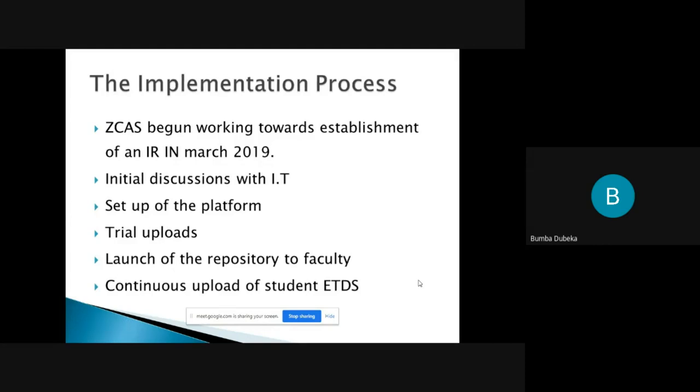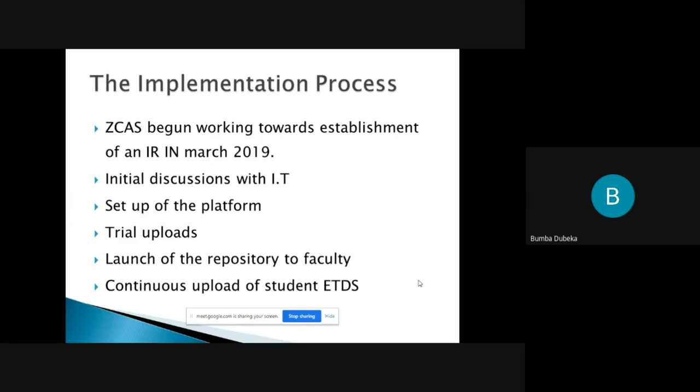So I'm going to talk about the implementation process of the institutional repository at ZCAS. We began working towards the establishment of an institutional repository in March 2019. Though it's not indicated here, I must mention that we had a brief workshop as regards institutional repositories, where we were taught how to go about the same. After that training, we began our discussions with the IT department, because currently our library does not have a dedicated IT personnel. So we work hand in hand with our IT department to come up with the institutional repository.